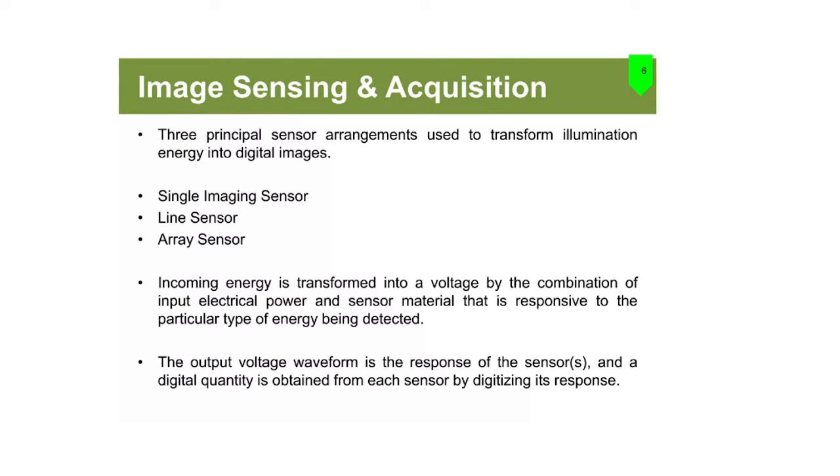There are three principal sensor arrangements used to transform the illumination energy into digital images. The first one is the single imaging sensor, the second is the line sensor, and the third is the array sensor. The incoming energy is transformed into a voltage by the combination of electrical power and sensor material that is responsive to the particular type of energy being detected. Finally, the output voltage waveform is the response of the sensor, and a digital quantity is obtained from each sensor by digitizing its response.